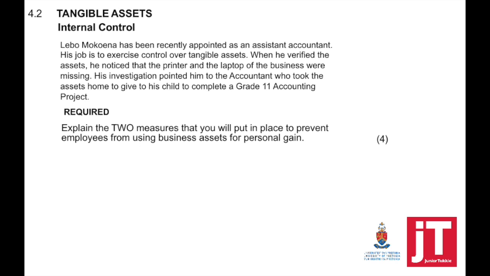Lebo Mukena has recently been appointed as an assistant accountant. His job is to exercise control over tangible assets. When he verified the assets, he noticed that the printer and the laptop of the business were missing. His investigation pointed him to the accountant who took the assets home to give to his child to complete a grade 11 accounting project. Required? Explain 2 measures that you will put in place to prevent employees from using business assets for personal gain.